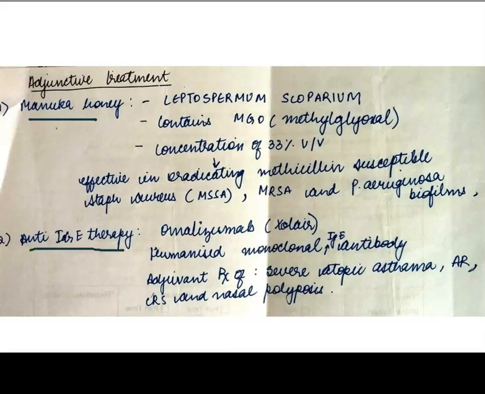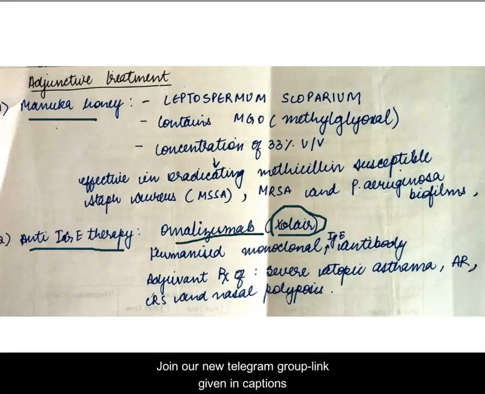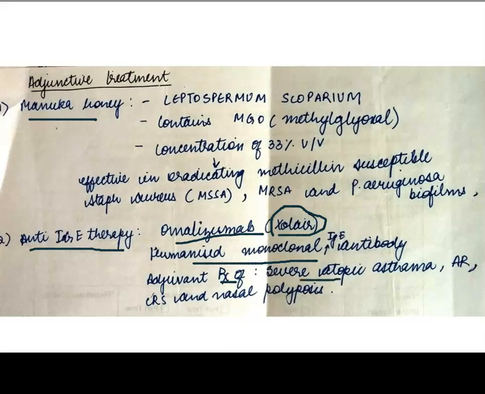anti-IgE therapy, that is omalizumab. The name is Xolair. That is a humanized monoclonal IgE antibody. It is used mainly in severe atopic asthma, allergic rhinitis, chronic rhinosinusitis, and nasal polyposis. Again, the use of omalizumab for AFRS is under study.